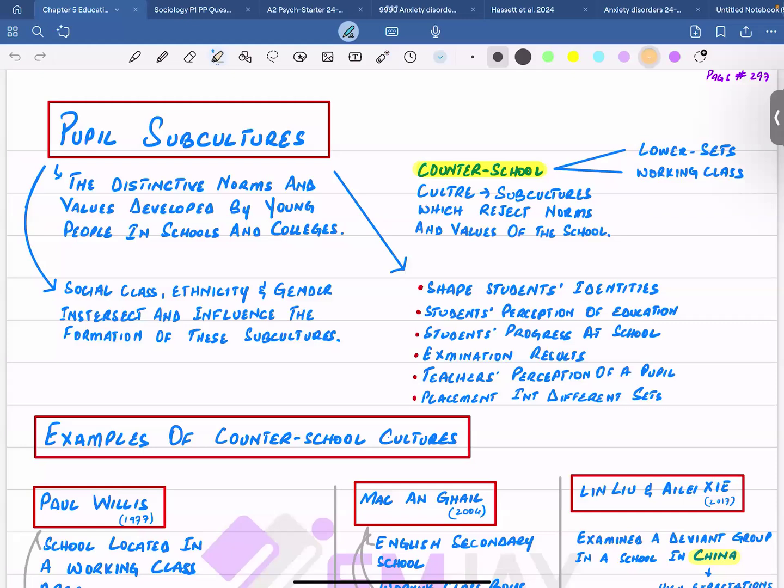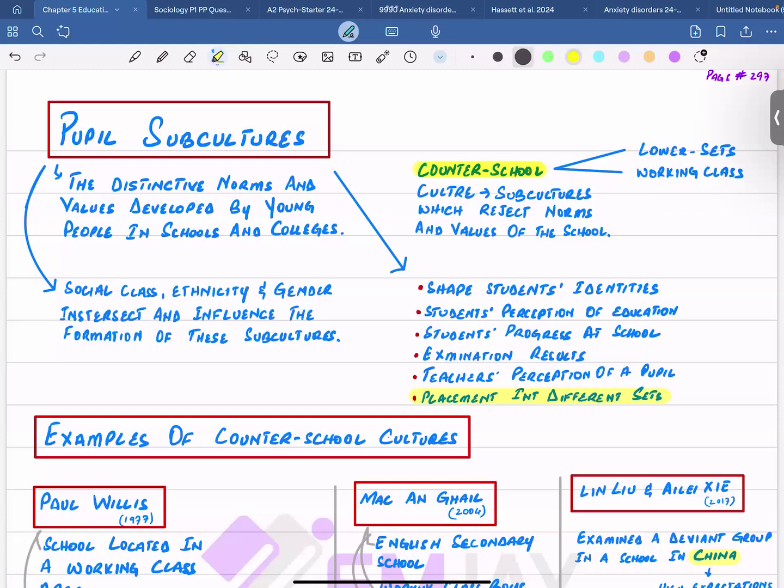These pupil subcultures shape a student's identity. Number two, they shape a student's perception of education, how the student perceives the education system. They affect a student's progress at school as well. They affect your examination results as well. They influence the teacher's perception of that particular pupil as well. And that eventually plays an important role in what particular set, remember we had spoken about setting, a particular student is placed in. So yes, you heard me right.